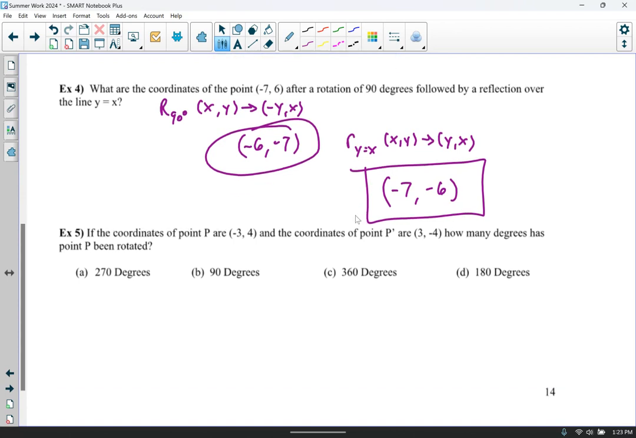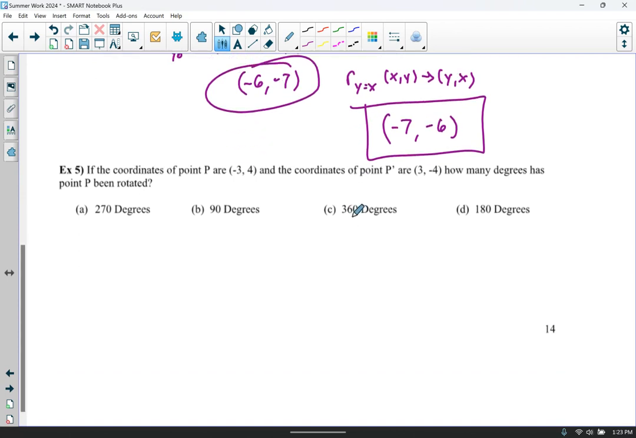Cool. All right. If the coordinates of point P are (negative 3, 4), and the coordinates of point P prime are (3, negative 4), how many degrees has the point been rotated? So I want to notice (negative 3, 4), (3, negative 4), both the signs have changed. So that must have been a rotation of 180 degrees, because I can see how that rule would result in those coordinates.